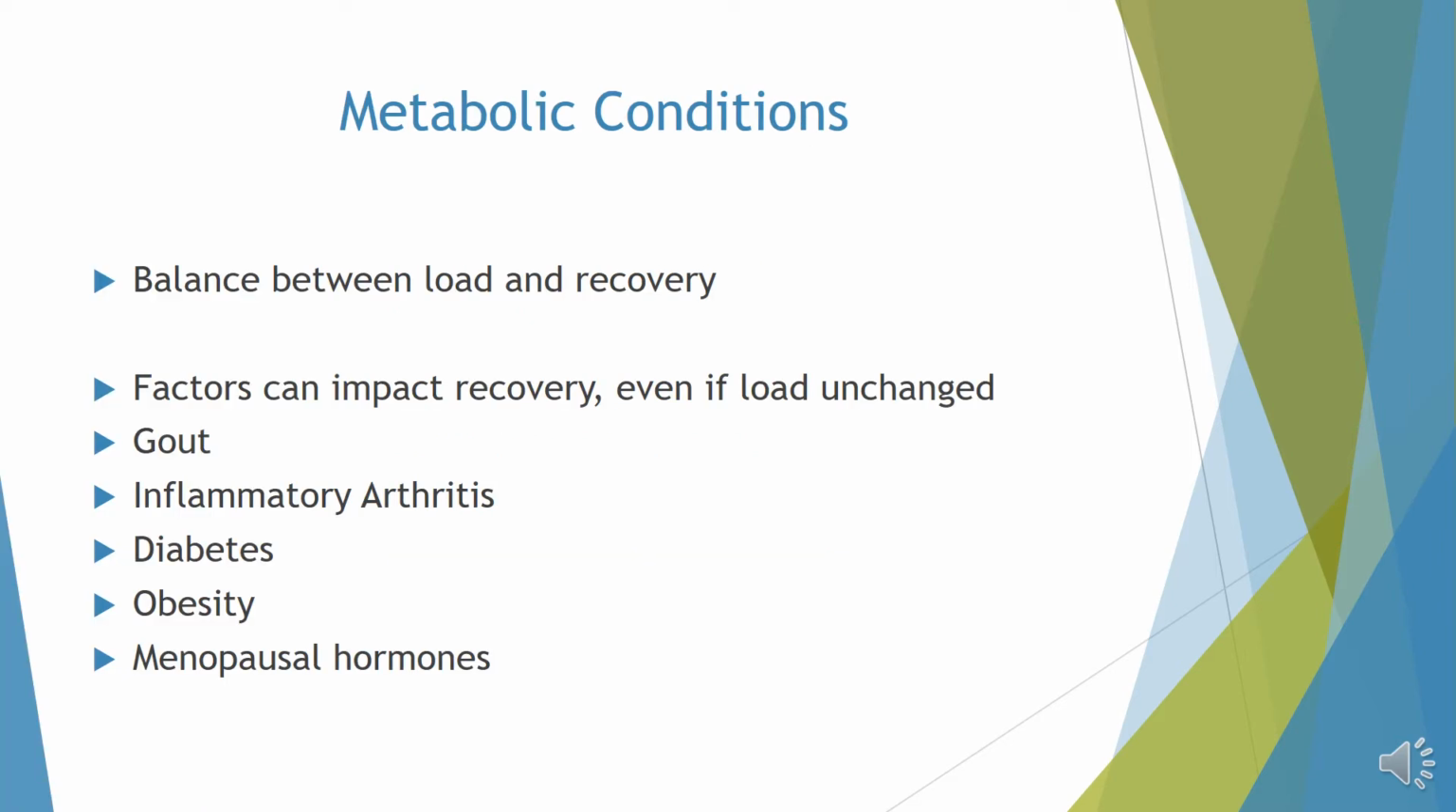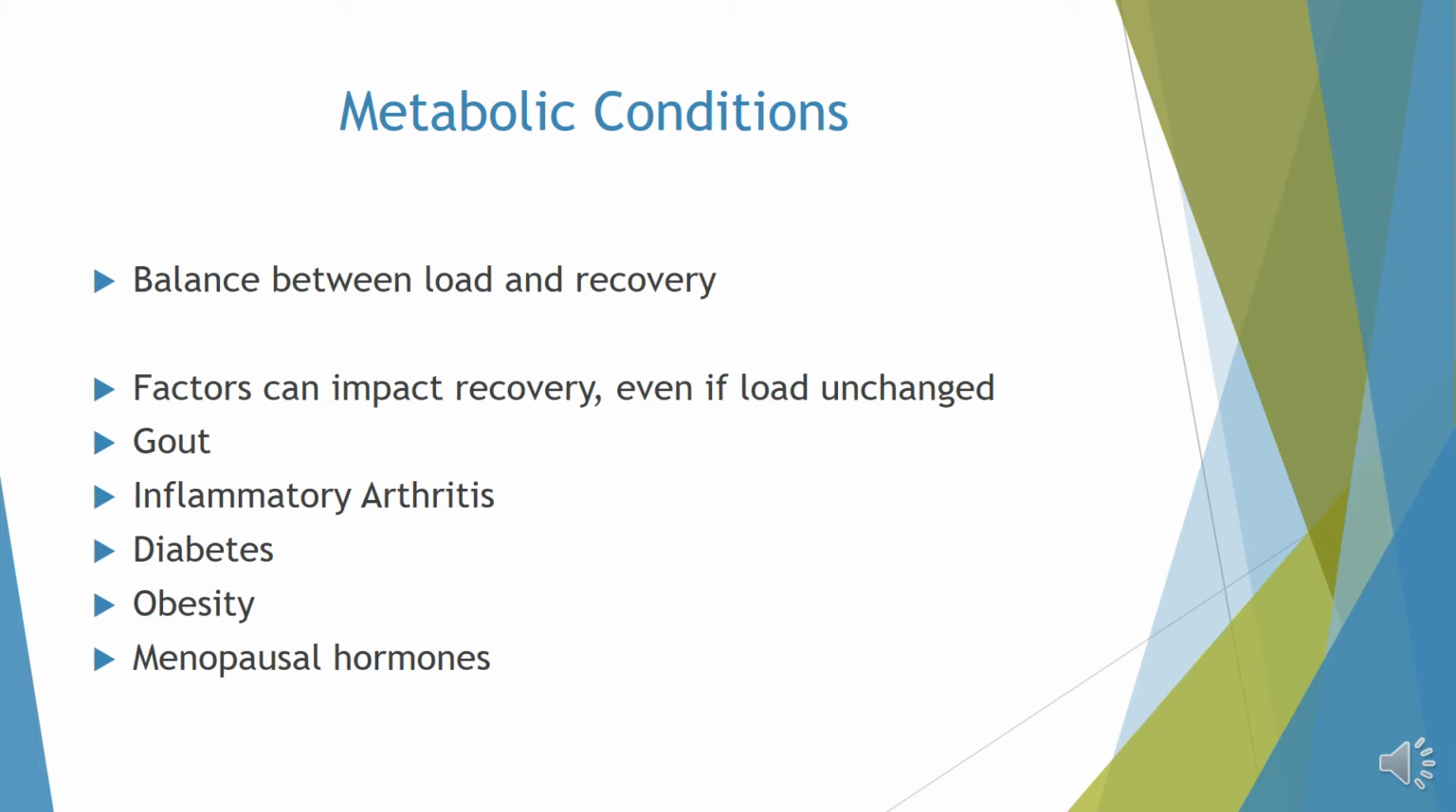Moving then to metabolic conditions, as I mentioned, Achilles tendon pain really comes from an imbalance between load and recovery. In the sportier groups, it tends to be an increase in load. In the less sporty, and certainly those with metabolic conditions, it can actually be a decrease in recovery. So you get the same imbalance, but there's 2 ways to get it. The reason we're discussing that is some of the conditions listed there have been proven to have a negative impact on your ability to recover.